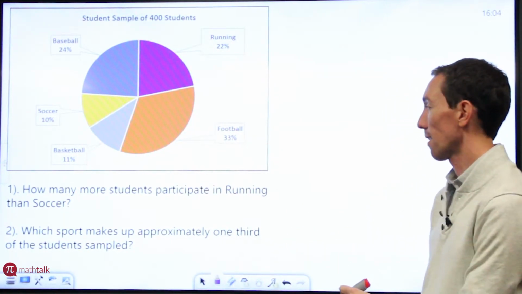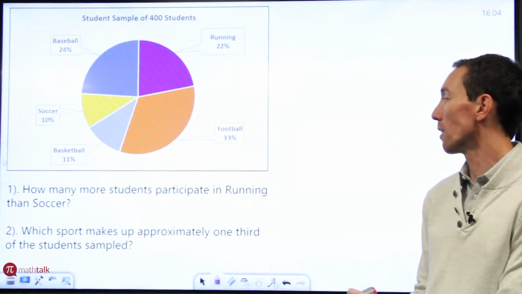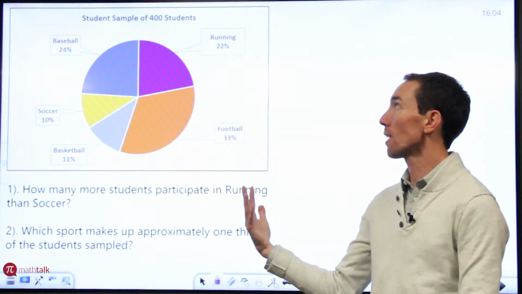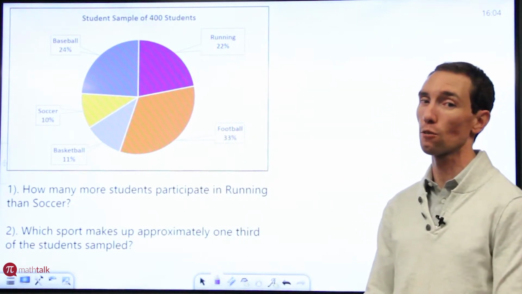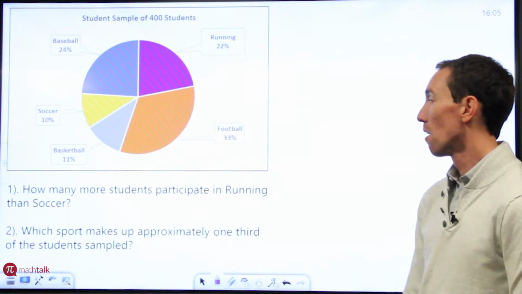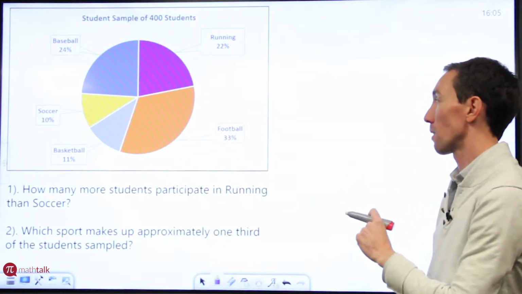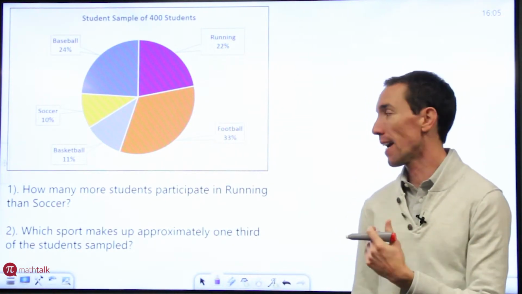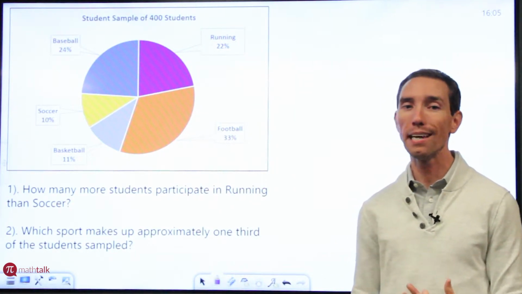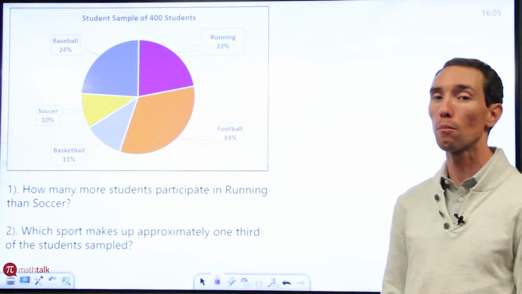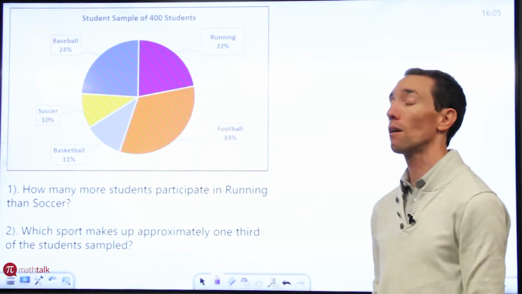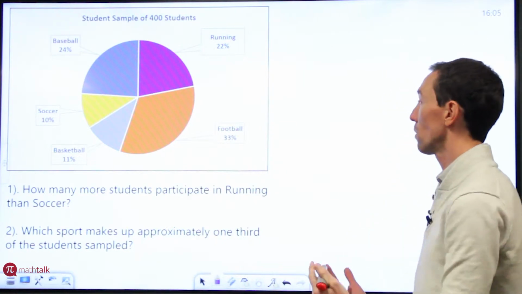Question number 1 asks, how many more students participate in running than soccer? So we have a student sample of 400 students, which is really important, and certain percentages of different sports. So the key to this question is it's a little tricky because they ask you how many more students. They don't tell you how much more of a percent of students. They want to know the actual number of students. And so we don't give you the numbers. You have to figure that out based on the percentages. So let me show you how you can do that.